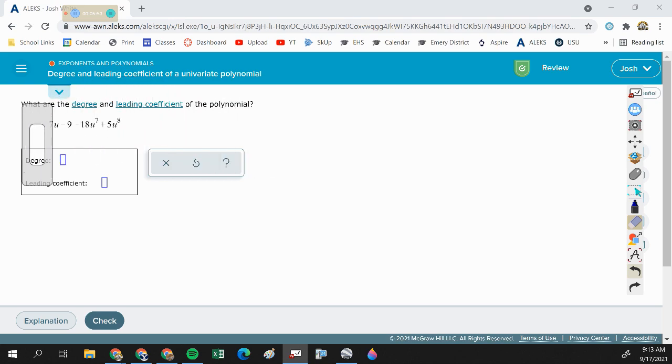Okay, what is the degree here? The degree is 8, and what is the leading coefficient? 5. Even though the 5 is not at the front of the equation, it is in front of the variable with the largest exponent. So the degree is 8, and the leading coefficient would be 5.